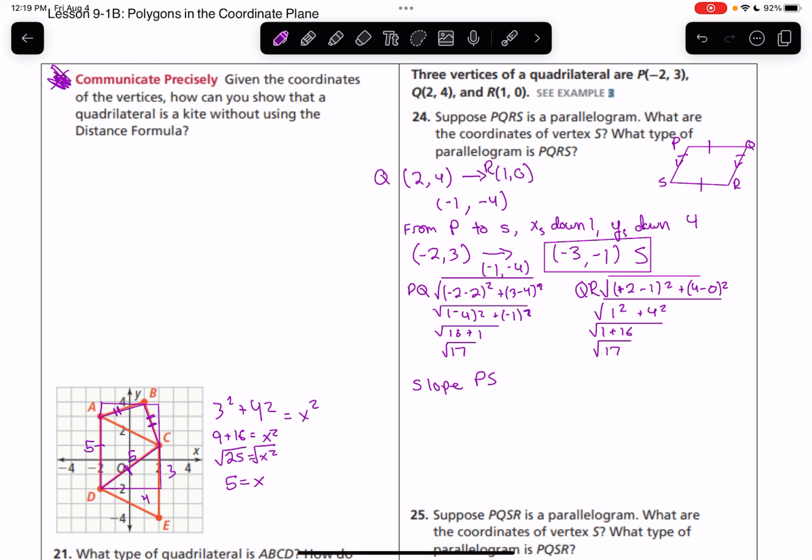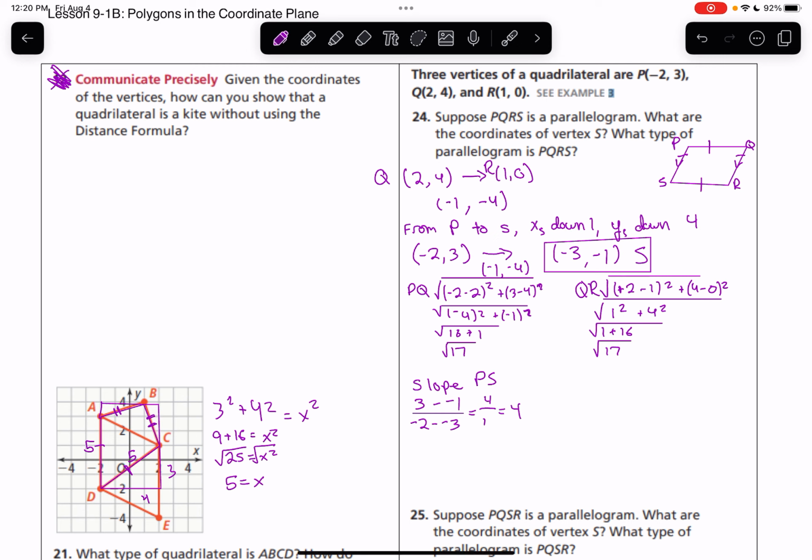You could do any 2 adjacent sides. So the slope of PS is going to be 3 minus -1 over -2 minus -3, right? And that's going to give us 4 over 1, which is a slope of 4.